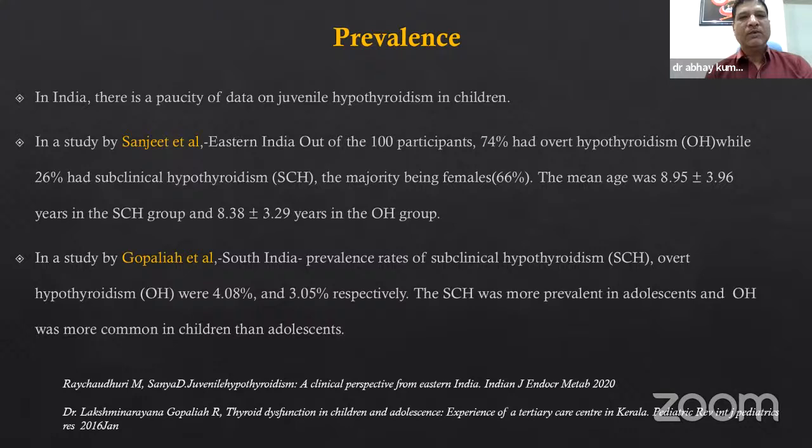There is another study from South India by Gopal et al., which showed subclinical and overt hypothyroidism in the range of 4% and 3% respectively. Subclinical hypothyroidism was much more prevalent in adolescents, and overt hypothyroidism was much more common in children than in adolescents in their typical presentation.